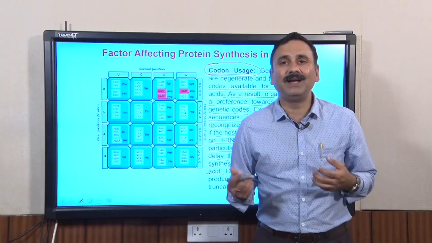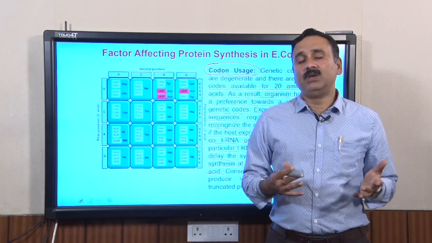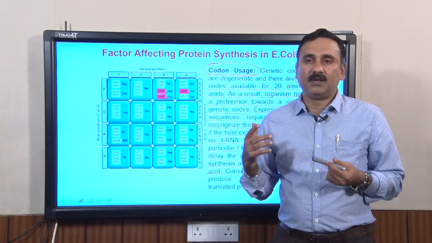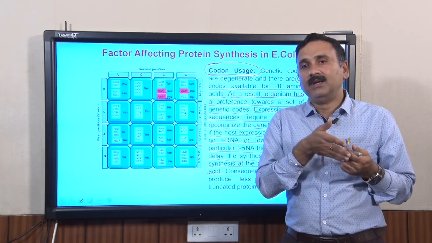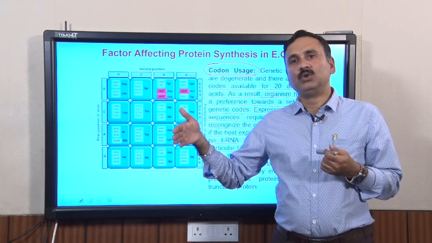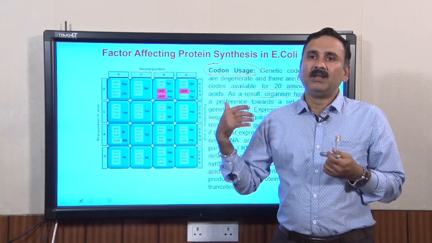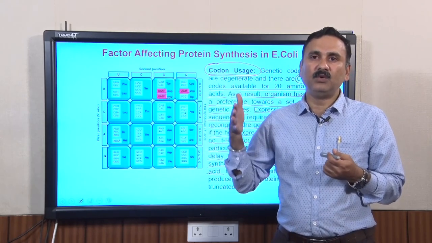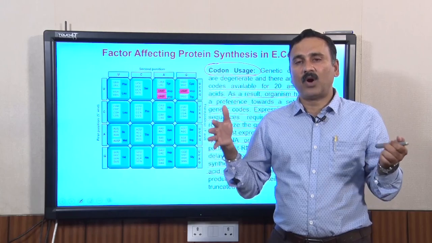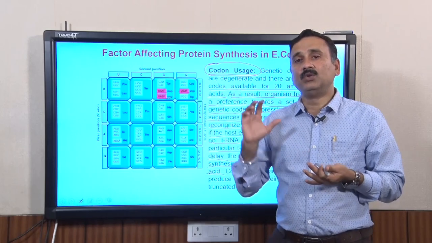You can imagine a situation where E. coli does not have the tRNA for phenylalanine, which is required by the gene you have cloned into that E. coli. Then, as soon as the RNA polymerase or the cellular biosynthesis machinery reaches that phenylalanine, it is not going to get the tRNA, and as a result, the protein synthesis will stop or it will generate a truncated protein. And this problem can be circumvented if you overexpress these additional tRNAs in the host strain.